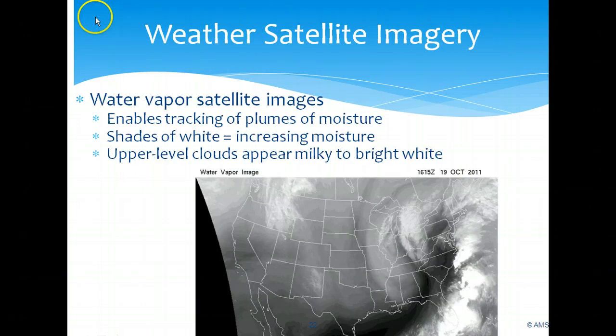Yet another satellite imagery is water vapor satellite images, which enables the satellite to send images of plumes of moisture found within the atmosphere. The whiter the imagery, the more moisture we generally find in that particular region. Upper level clouds generally are very, very bright white because of the amount of moisture associated with them.